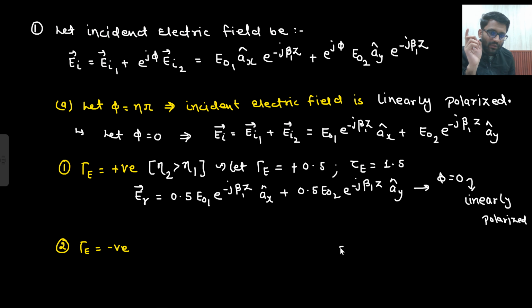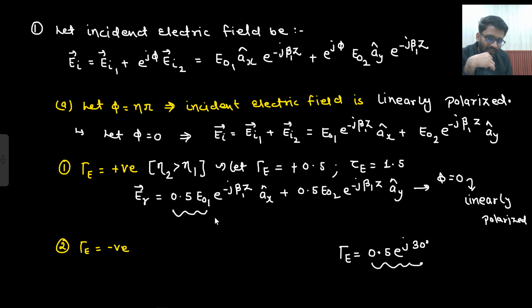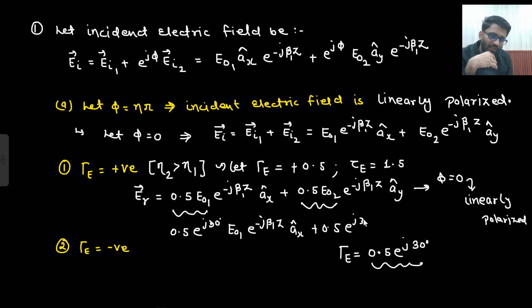If the medium was lossy, then what would have been your reflection coefficient? It would be somewhat like this: 0.5 e to the power j some phase. Let's just say the phase is 30 degrees. It could be anything; I am assuming 30 degrees. Now this reflection coefficient will be multiplied with this term as well, and with this term as well. Basically here you will have 0.5 e^(j30) E naught 1 e^(-jβ1 z) ax cap plus 0.5 e^(j30) E naught 2 e^(-jβ1 z) ay cap.